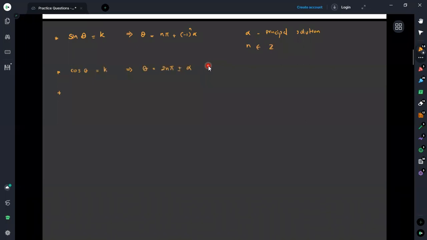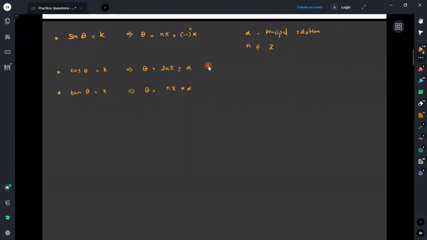Then we have the next one, for tangent theta. If you have tangent theta equals k, then we obtain the solution theta equals n pi plus alpha, where alpha is the principal solution. Therefore, these are the equations that we generally use to obtain the answers for the questions mentioned here.